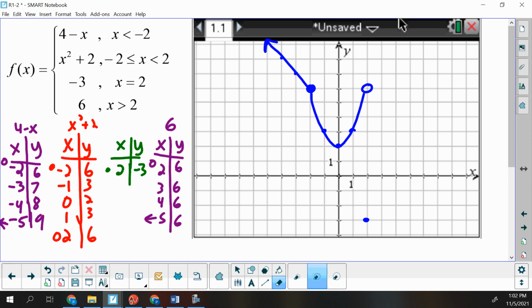And then for the last one, we start with an open circle at 2, 6, which we already have. Then regular points at 3, 6, 4, 6, 5, 6. We'll put an arrow. Draw in your line.